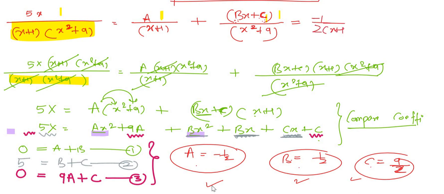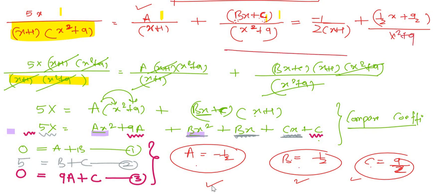by x plus 1. Correct? I have kept A. Now B and C. So B is half of x plus 9 by 2 by x square plus 9. So my question became this. And this entire method, whatever I did here, is called the partial fraction method. Now I am ready to integrate this part. So let me write it here, what I am ready to integrate.